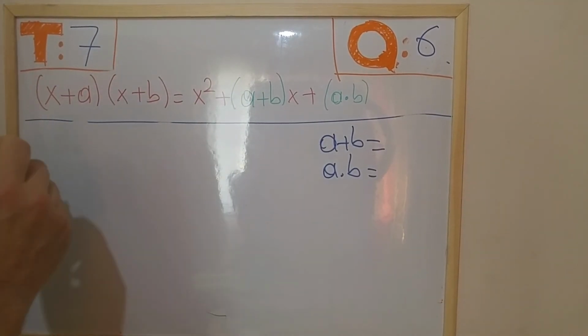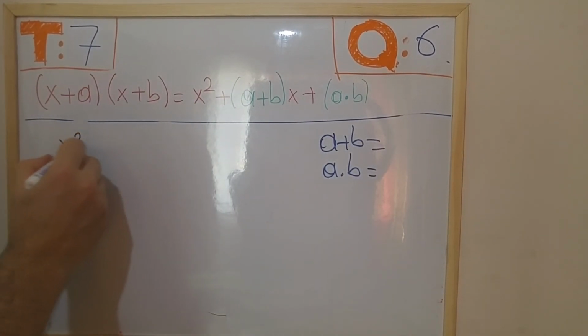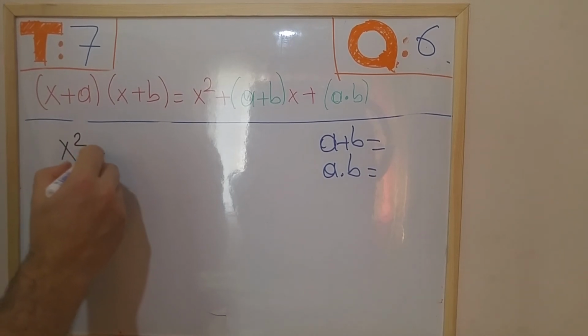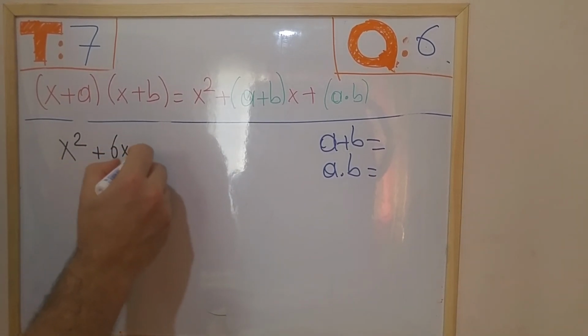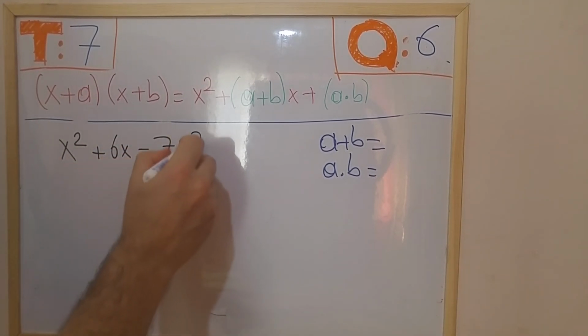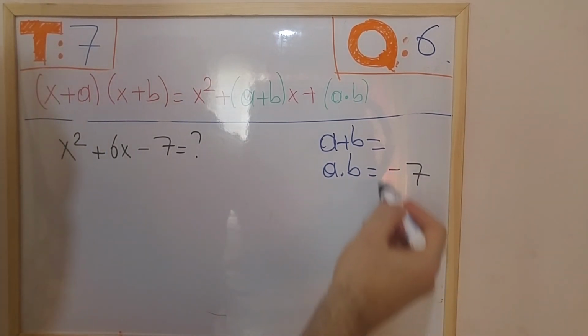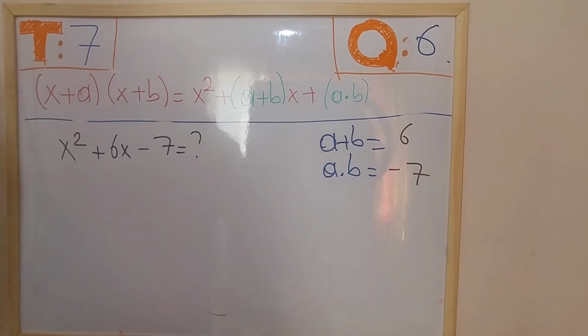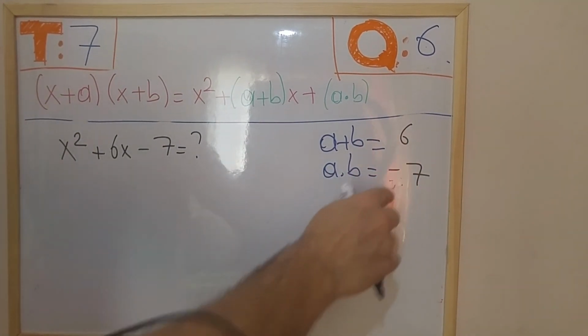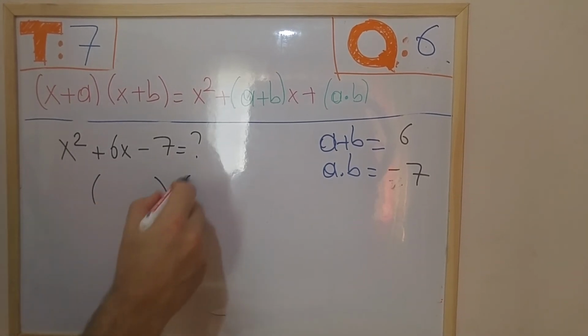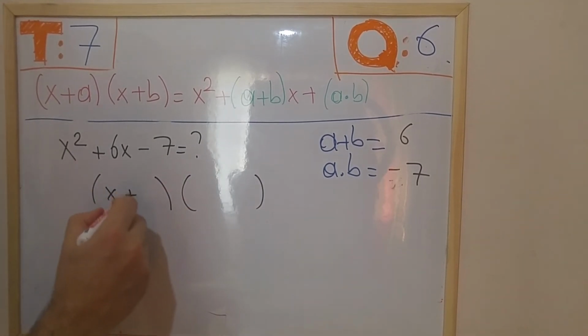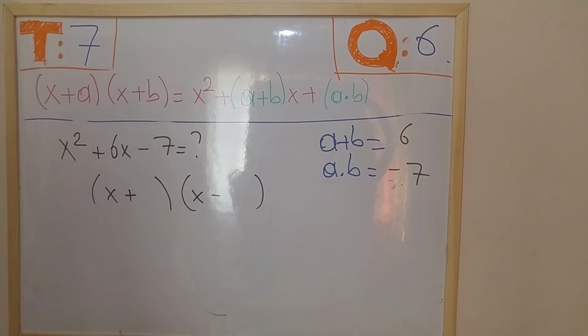For this question, what we have in our hand is x squared plus 6x minus 7 is equal to 1. As you see here, a times b is equal to minus 7, and a plus b is equal to plus 6, which shows that one of these numbers must be negative, the other one is positive. So let's put them x plus and x minus. Whichever comes first is not important at all.